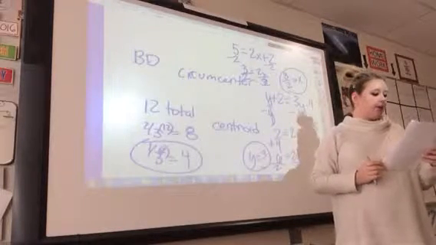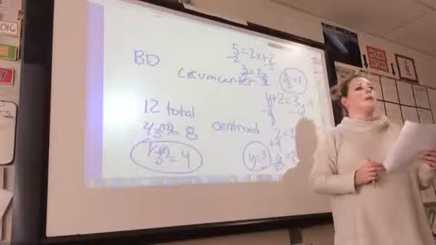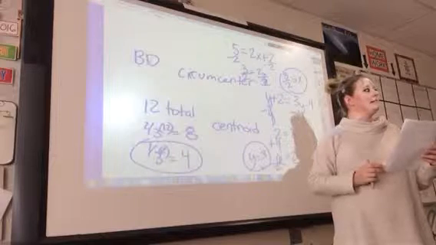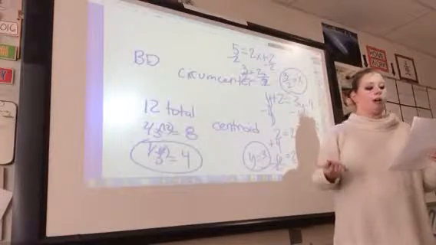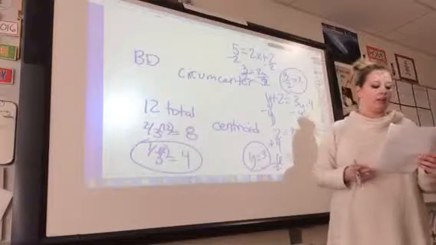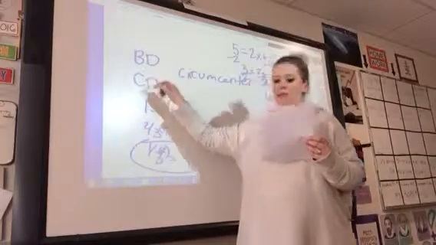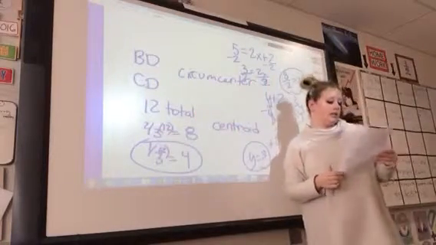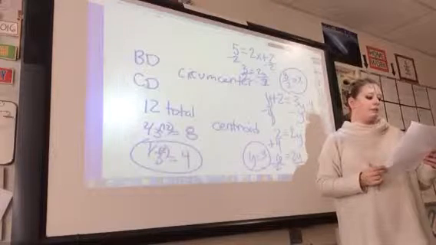Then it says find the longest segment in triangle BCD. What would that be? DC, because that's across from 75, which is the largest angle in triangle BCD. So CD would be number 8. That's the longest.